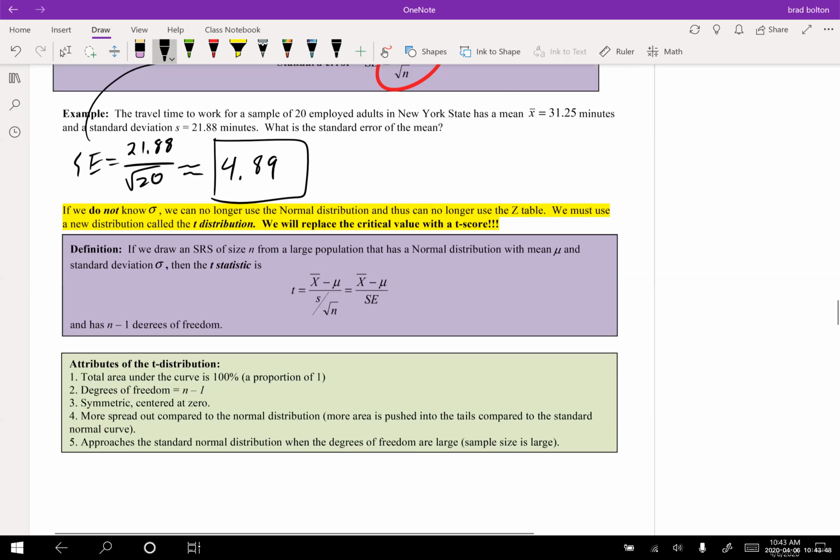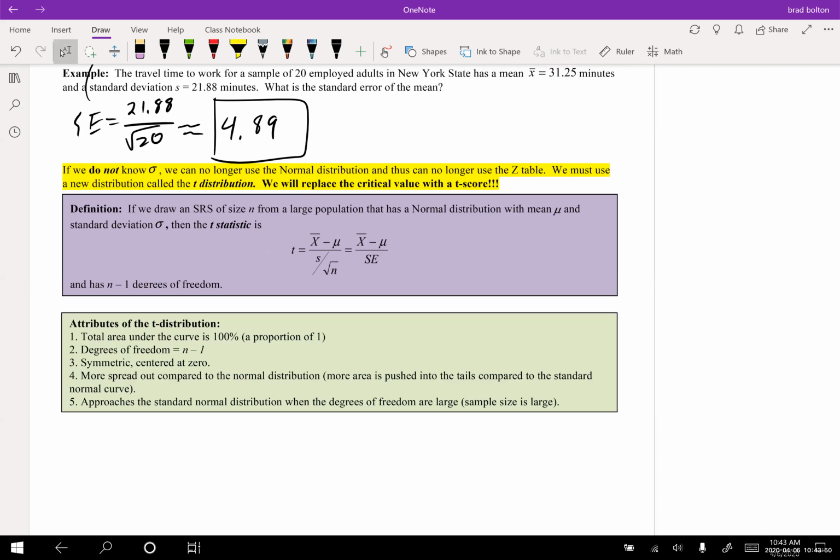Okay. Now it says in yellow right here, if you guys read, it says if we do not know the standard deviation of the population, we can no longer use normal distribution and thus can no longer use z-tables. So this is a big change for us. Everything we've been using has been using z-tables or the calculator with normal distribution. So even though you're not using the table, the calculator in a way is. It says we must use a new distribution called the t distribution. We will replace the critical value with a t-score.